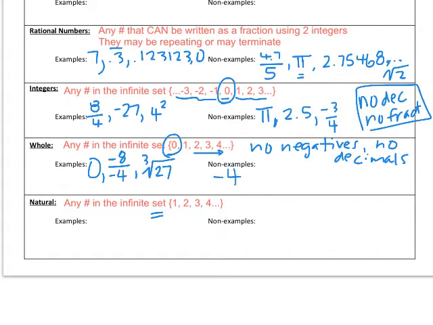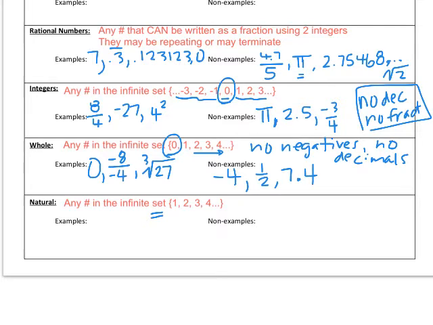Non-examples, negative 4 is not a whole number because it's got to be an integer. Integers do have negative numbers in them. And 1/2 is not a whole number because it's a decimal, 0.5. And then, of course, 7.5. So you should be able to see a pattern. With these examples, I should be able to ask you to give me an example of a certain kind of number, and you should be able to do that.